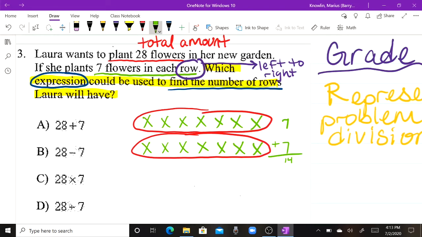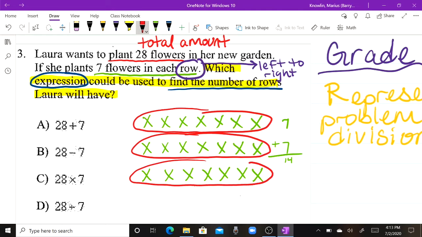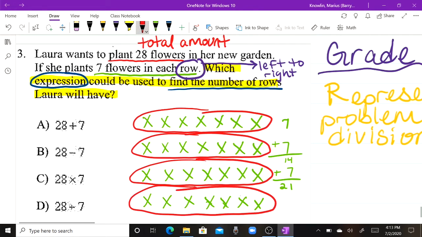Let's keep going because we need a total of 28. 1, 2, 3, 4, 5, 6, 7. Circle it again. That's another row. That's another 7. That gives us 21. Still not 28. We need to do it again. 1, 2, 3, 4, 5, 6, 7. And that is another row. So let's add, that's plus 7, which is going to make 28.